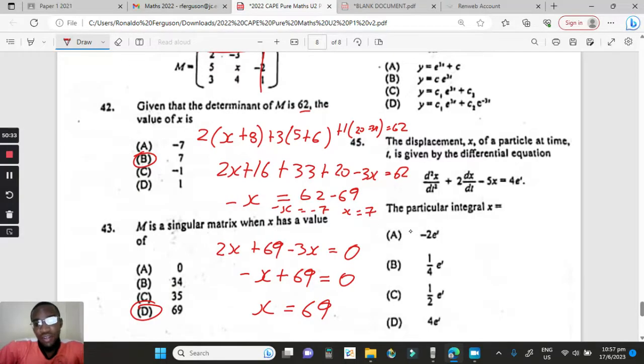Number 45, big repeat A. We did that in the last year paper.